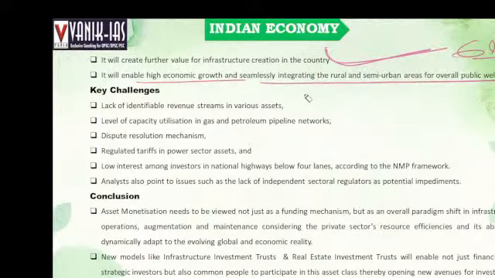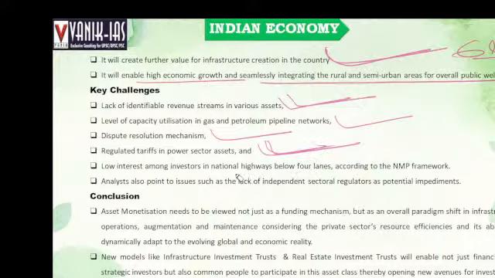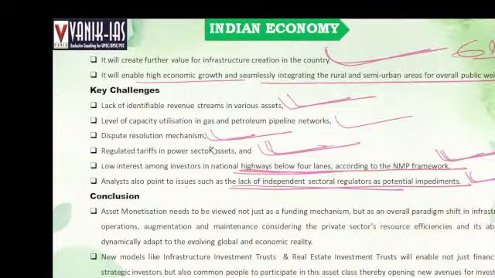Key challenges: lack of identifiable revenue streams in various assets. The level of capacity utilization in gas and petroleum pipeline networks can be made better. Dispute resolution mechanism: if any dispute arises, then that will be delayed. Regulated tariffs in power sector assets should not be exploited by private sectors. Low interest among investors in national highways below 4 lanes, according to the national monetization pipeline. Capacities are not fully utilized. And identifying the revenue streams where revenue can be generated is also a difficult task, because various ministries lack technical expertise.